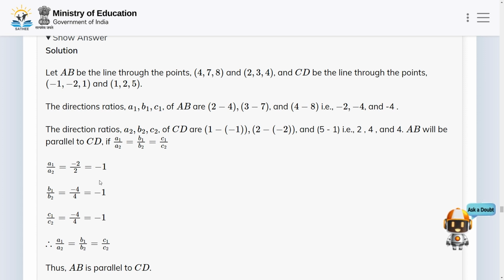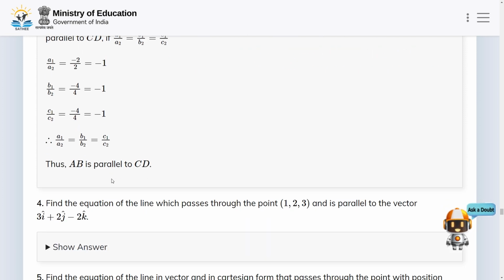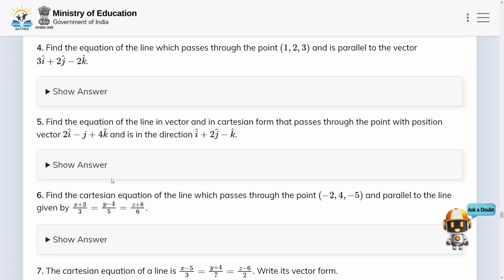This means your line AB from the points 4, 7, 8 and 2, 3, 4 is parallel to the other line CD going from the points -1, -2, 1 and 1, 2, 5. Okay, simple things. Okay, let's move to the next, fourth problem.